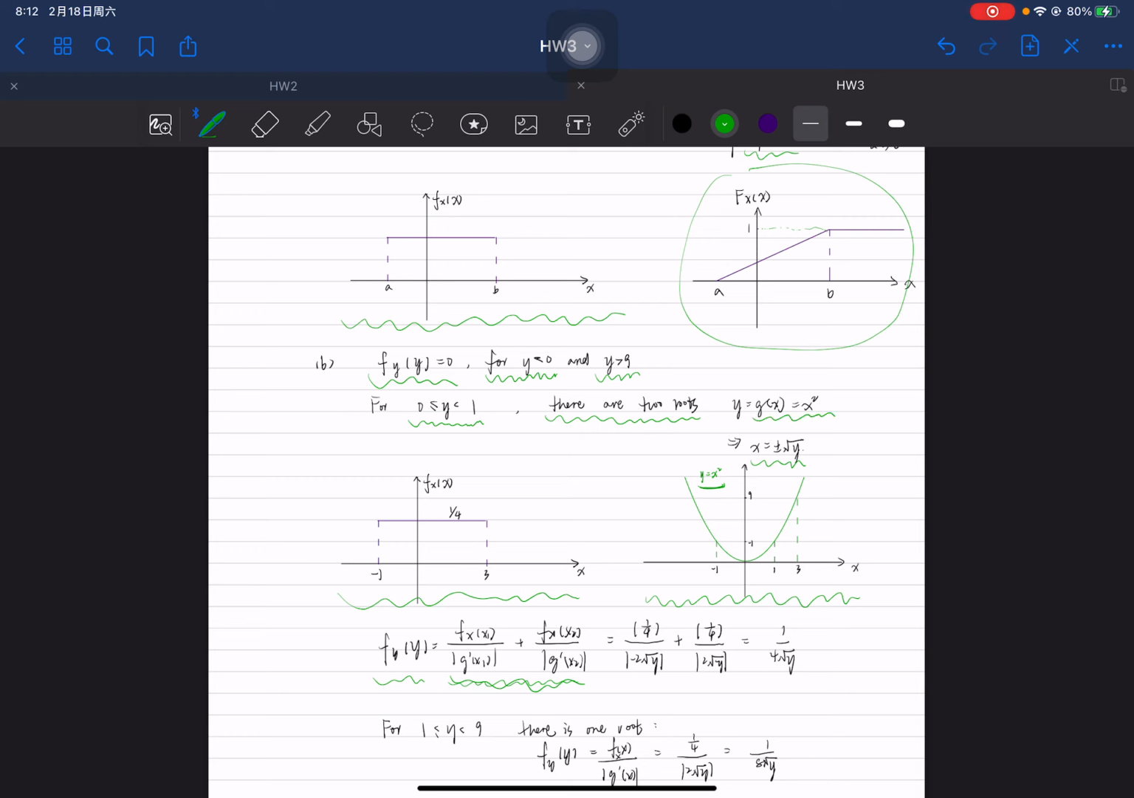And g(x) is set to x squared, so that the derivative of g(x) should equal plus minus 2 times square root of y. And then we can calculate the density function of y, which equals 1 over 4 times square root of y.